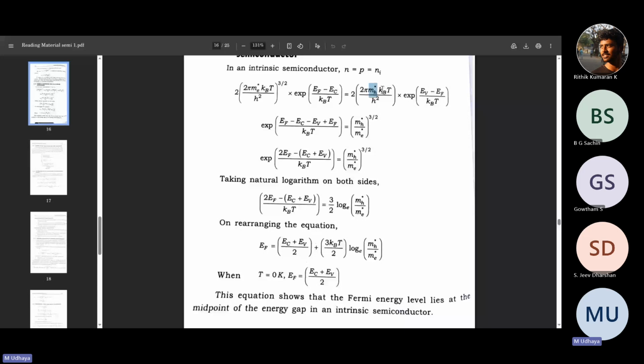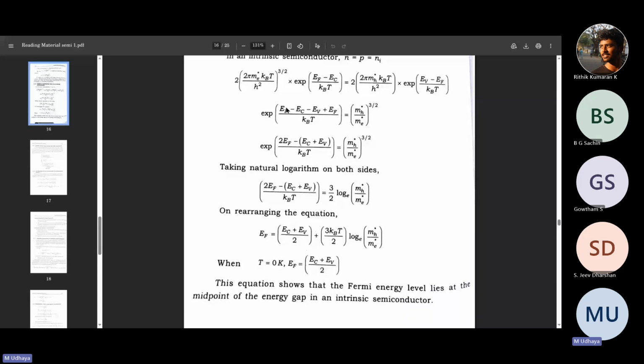So e power, what will be there? Ef minus Ec minus Ev plus Ef, right? It will come to the left hand side, divided by kT. So this will be equal to what? We very well know Ef plus Ef is 2Ef. So e power (2Ef minus (Ec plus Ev)) by kT is equal to (mh by me) whole power 3/2. Rest all is mathematics only. You just have to derive the Ef.